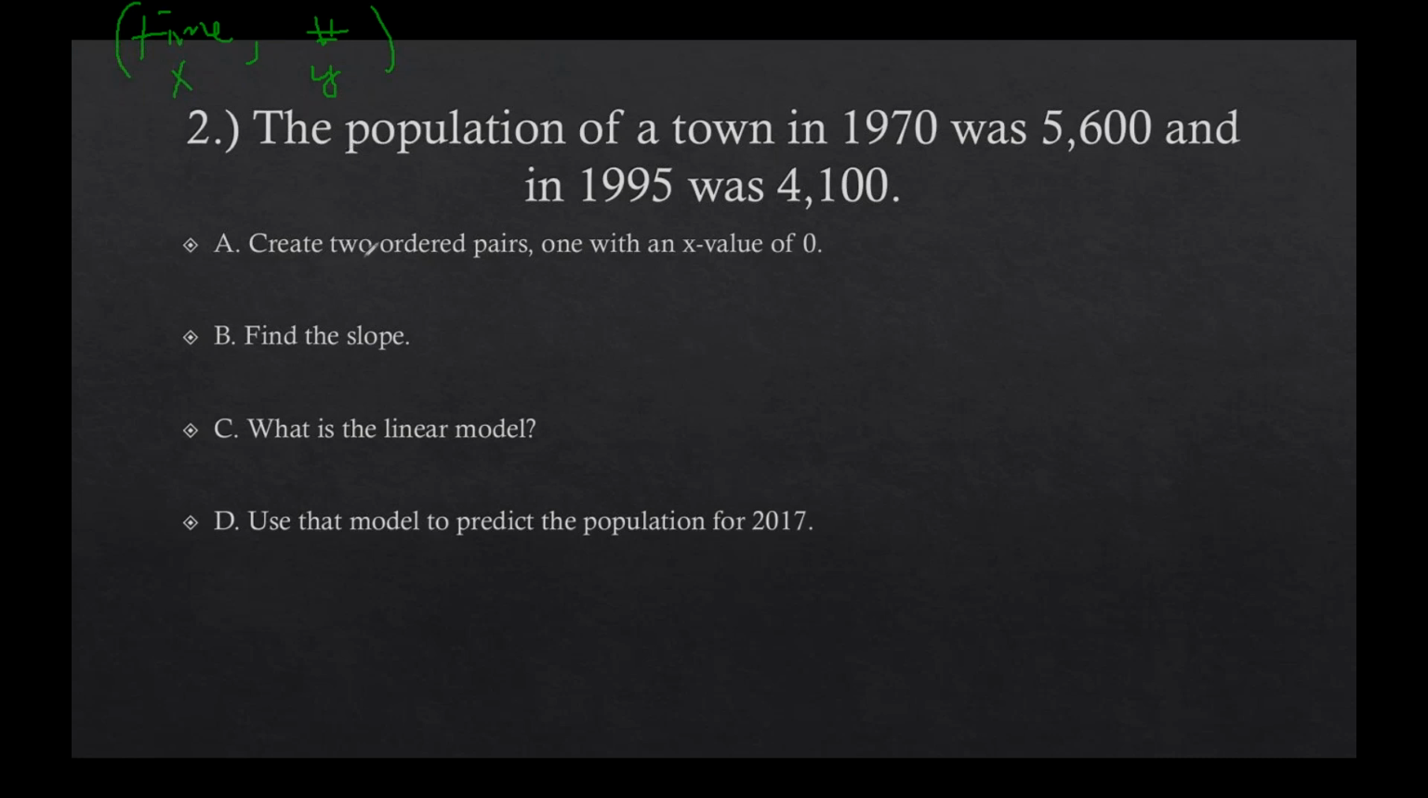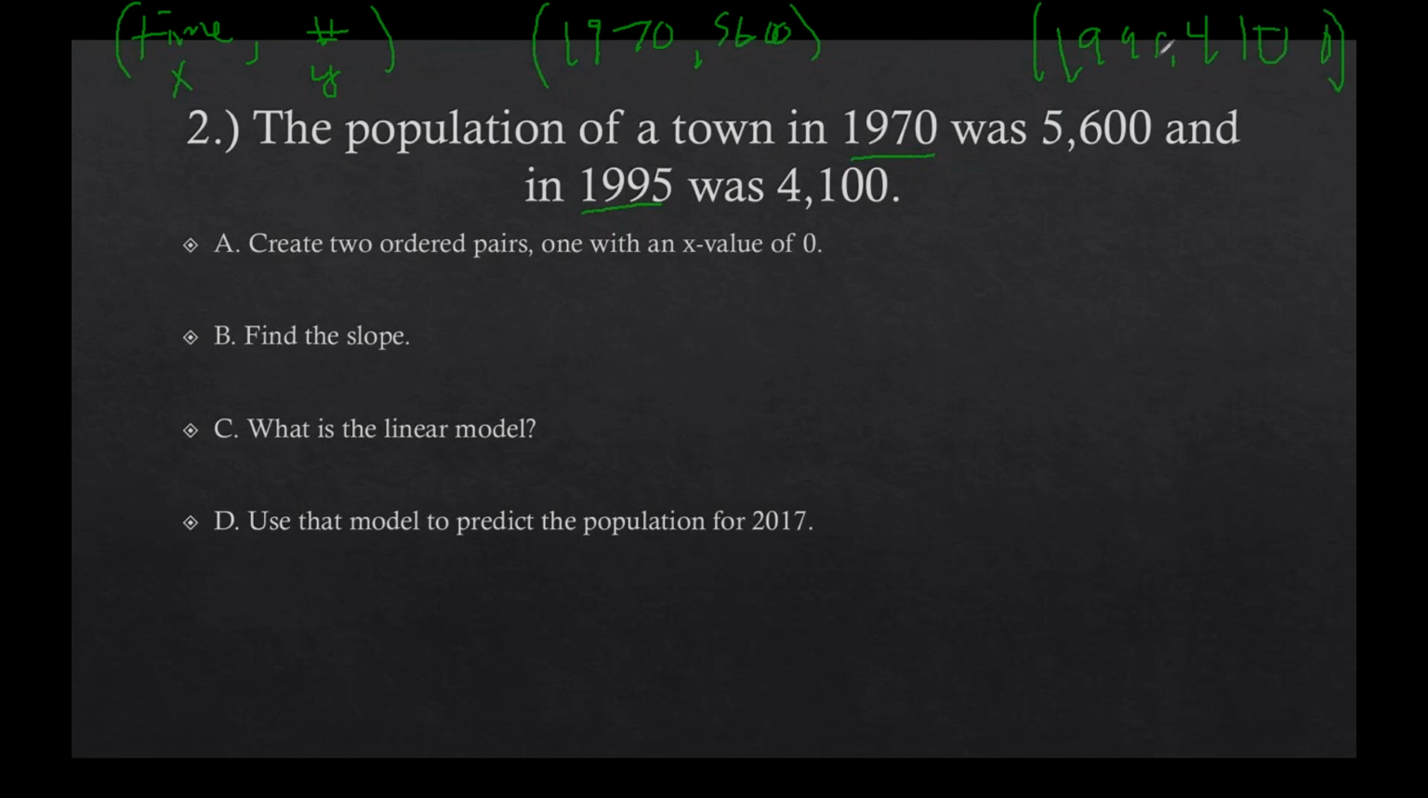Yeah, the years. The years are time. The population is in respect to time. 1970 is 5,600. So that population depends on what year it is. So I can write two ordered pairs, right? In 1970, my population was 5,600. And in 1995, my population was 4,100.